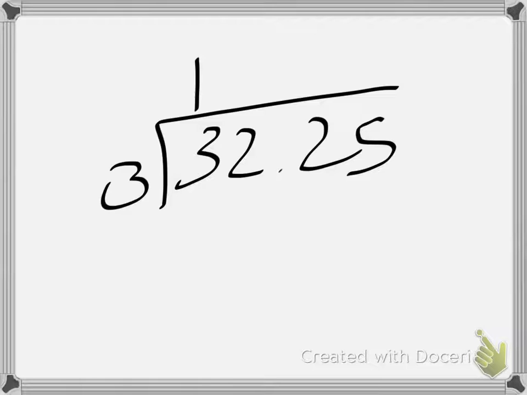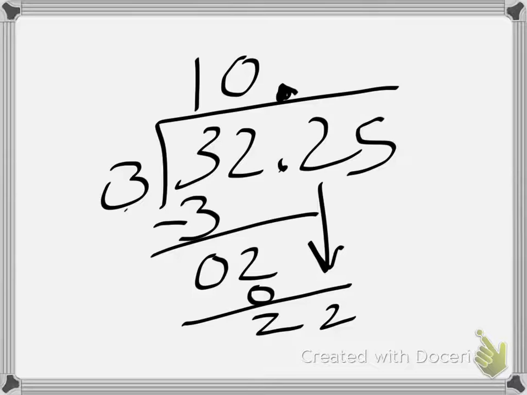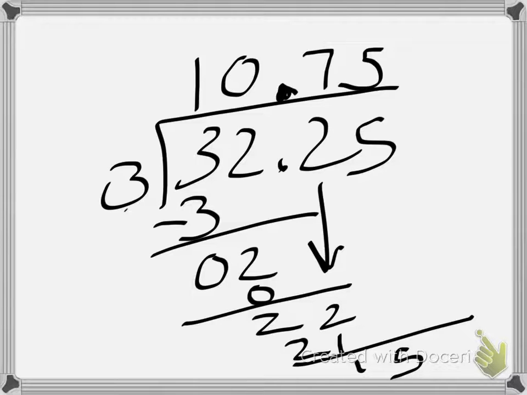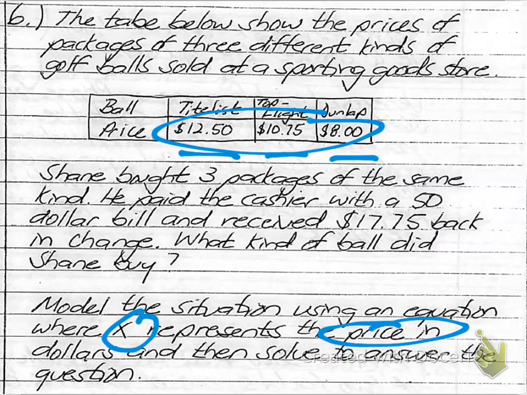And then when we do 32.25 divided by 3, it's going to go in 1 time, which is a 3, 0, and a 2. Our decimal point just goes up. We can put that decimal point in there any time if we want to. 3 goes into 2 0 times. So that's 0, a 2, bring down the next 2. 3 times 7 is 21. That gives us a 1 and a 5, and 3 goes into 15 5 times. So 10.75 is going to be our answer, and if we look back here, 10.75 is the Top Flight. So he bought the medium brand.